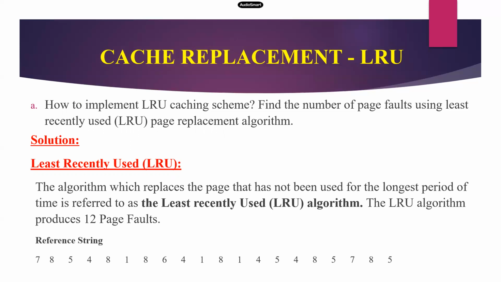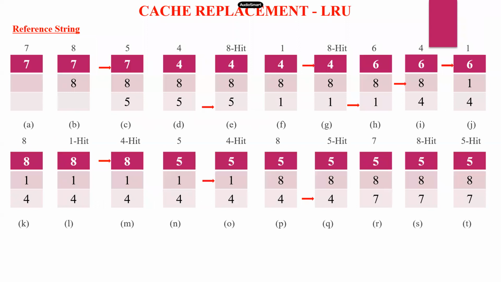So these are the reference strings. I already told you there are 20 strings available. Then we will implement with the help of the LRU algorithm. So the reference string, one by one, you can fill in there. What does the cache size mean? The cache page size is only 3. So the very first string is 7. Initially the cache is empty, so 7 can be filled.